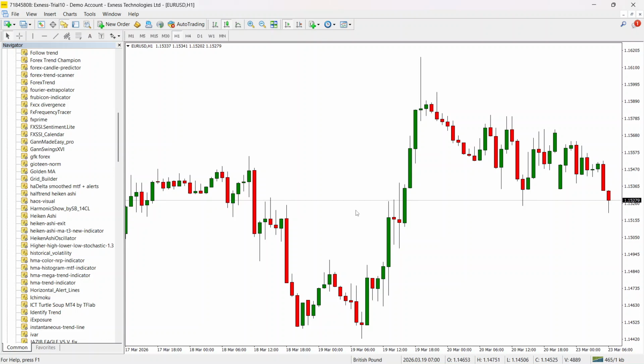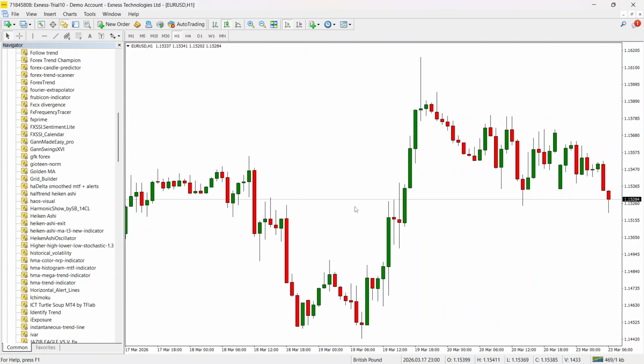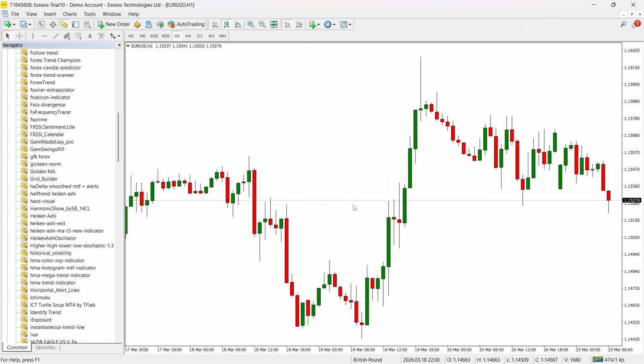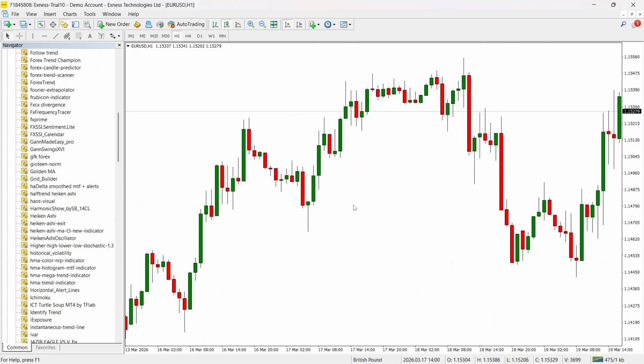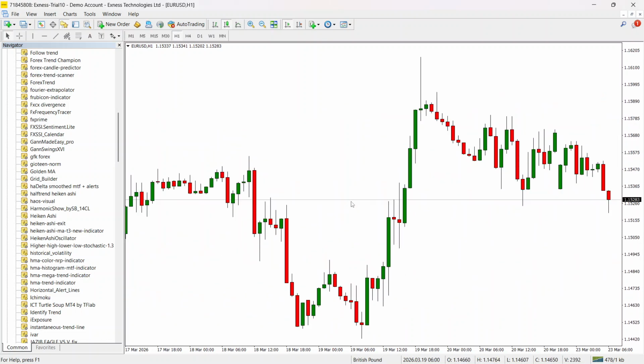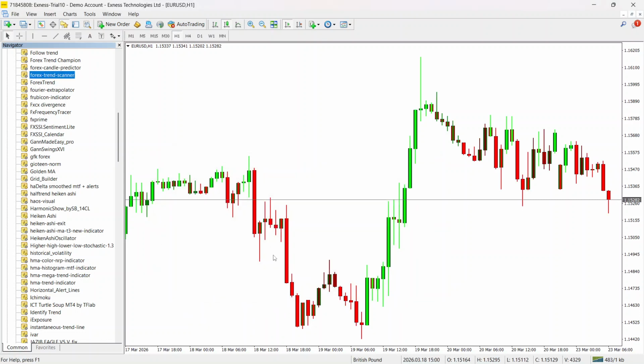Hello traders. In this video, we're looking at the Forex Trend Scanner Indicator for MT4 and MT5. We'll cover how the scanner appears on your chart, how its color-coded output on candles implies trend direction and strength, and what type of information it is designed to provide. Let's load the indicator on the chart so you can see how it looks in real time.